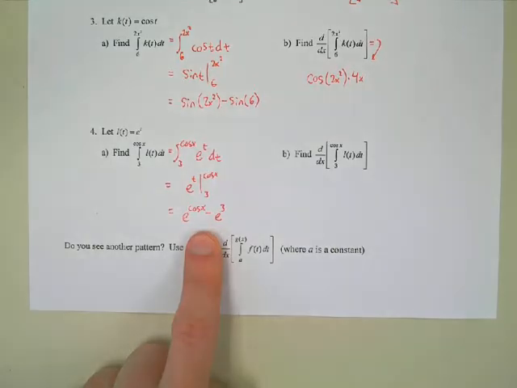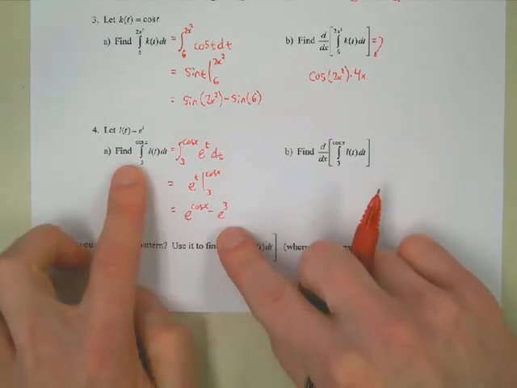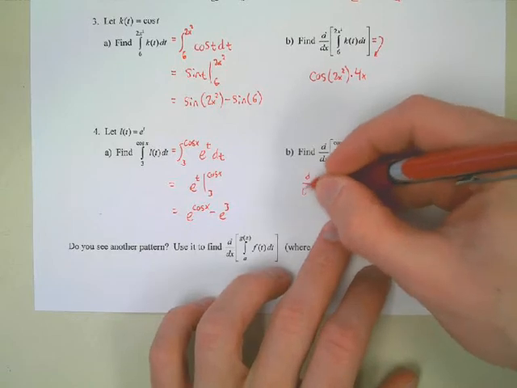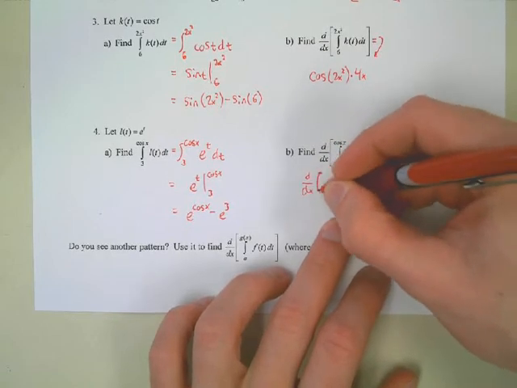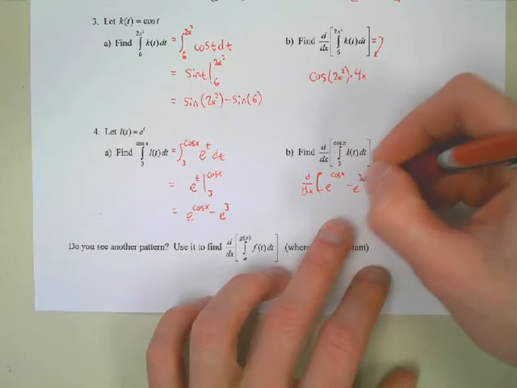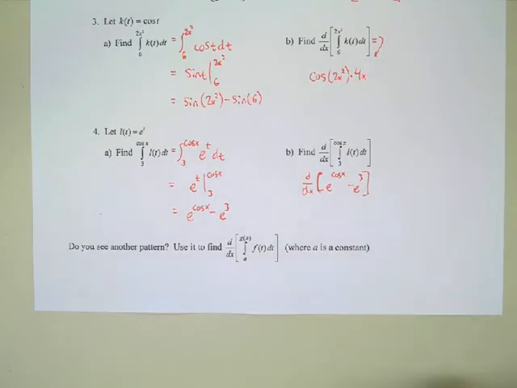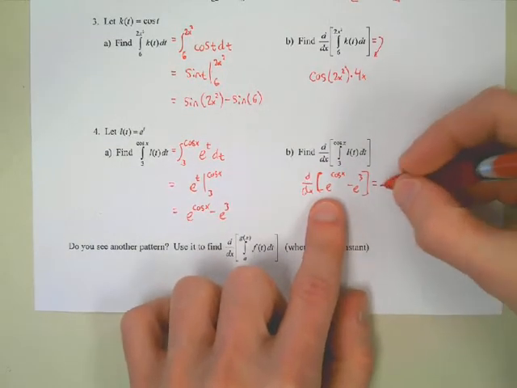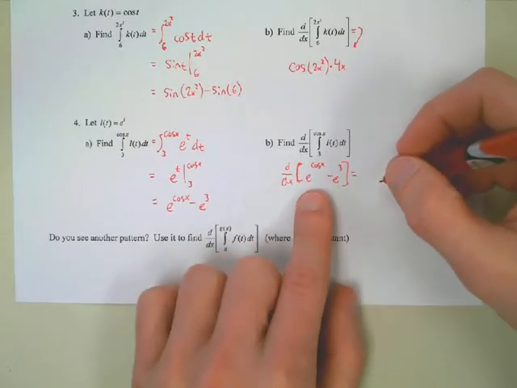So again, we're going to take that integral, the definite integral is equal to this, we're going to now take the derivative of it, so we want to take the derivative of e to the cosine x minus e cubed, and we'll go to Austin for that one. Okay. Derivative of e to the cosine x is? Negative sine x e to the cosine x.